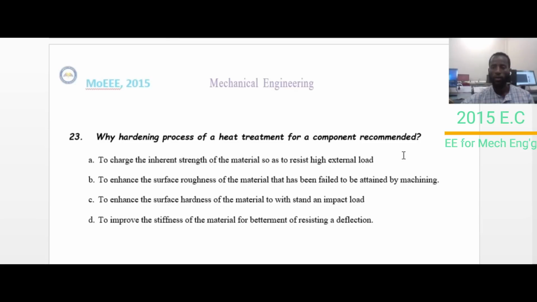Of a heat treatment for a component recommended? Why hardening process of a heat treatment for a component recommended? A, to change the inherent strength of the material so as to resist high external load. B, to enhance the surface roughness of the material that has been failed to be attained by machining. C, to enhance the surface hardness of the material to withstand an impact load. And D, to improve the stiffness of the material for betterment of resisting deflection. So from these reasons, why is this heat treatment for a component recommended? Or from the given alternatives, for which one is this heat treatment of a component recommended?